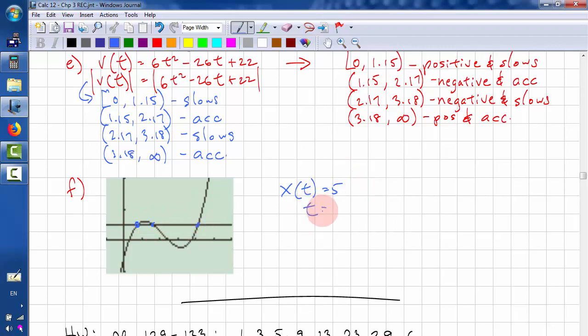So t equals 0.74 seconds, 1.63 seconds, and 4.13 seconds. And that completes this lesson.